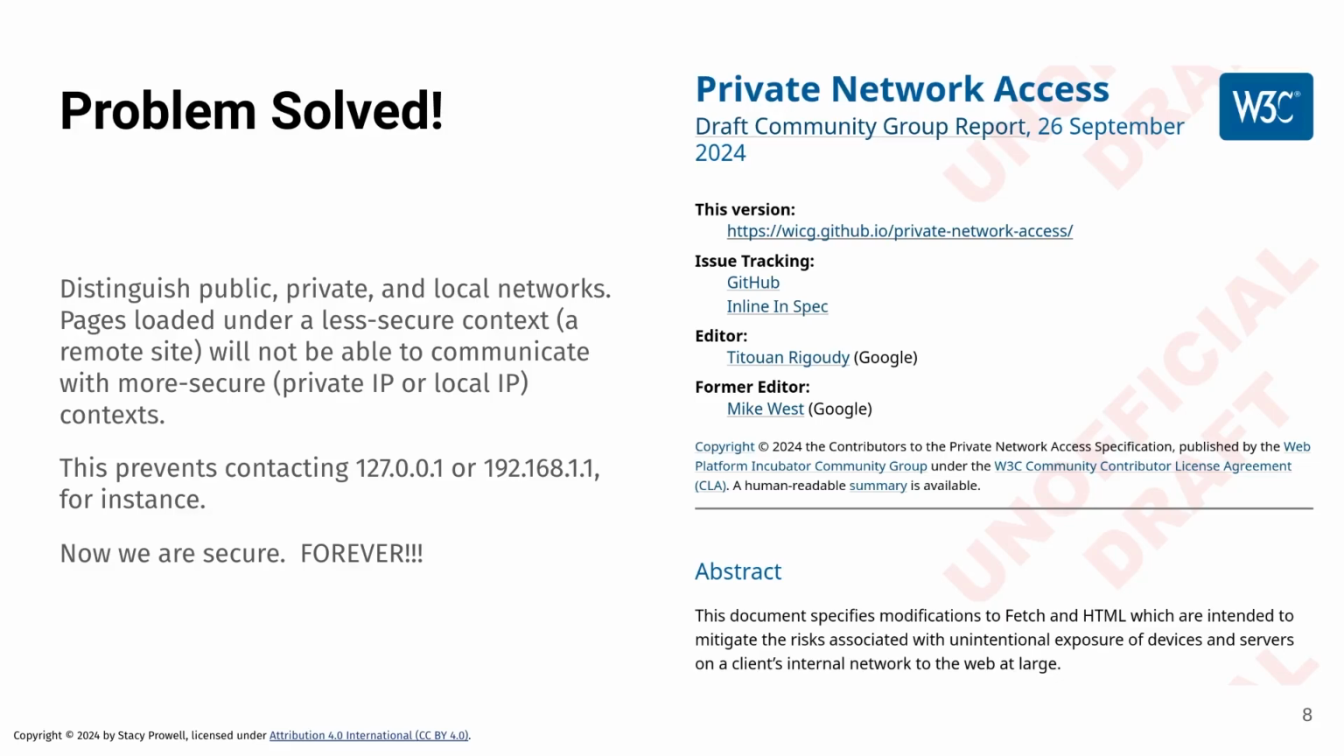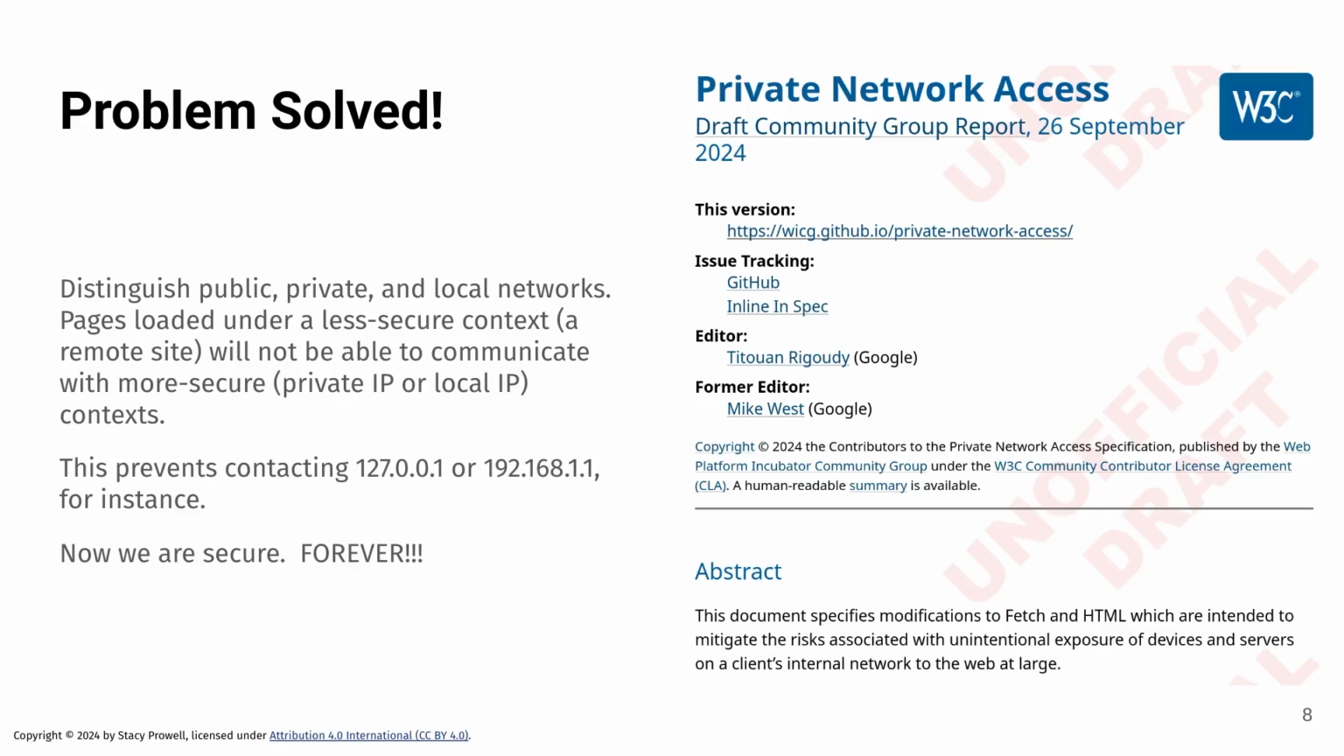Distinguish public, private, and local networks. Right? They need to be handled differently. Public networks, fine. Private networks, it's a little different. Local networks, still a little different. You've got to think about how you're going to do that. Pages loaded under a less secure context, like a remote website, will not be able to communicate with more secure contexts, from your point of view, that's private IP or local IP contexts, okay? And that's great because that prevents contacting localhost or contacting your router on your private IP address, etc.